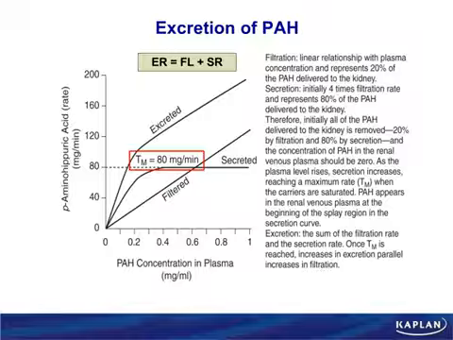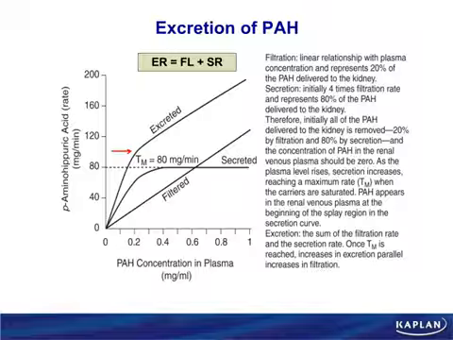Now, the excretion rate. Notice at low concentrations of PAH how steep the curve is for excretion rate. That's because at low concentrations of PAH, both the filtered load and the secretion rate are increasing as you increase the plasma concentration of PAH. And then you have this change in the slope of the excretion rate. Right over here, there's a little bend in the line.